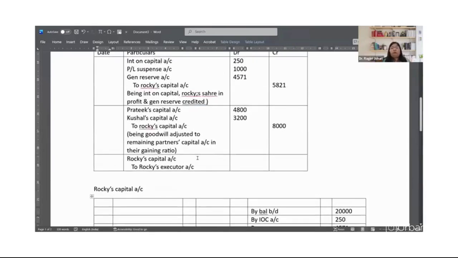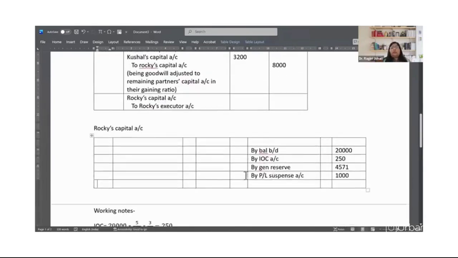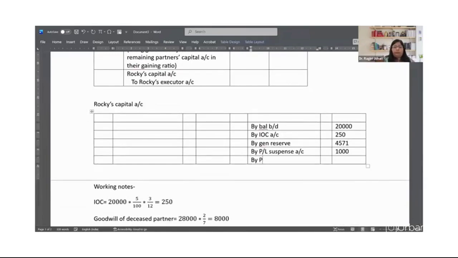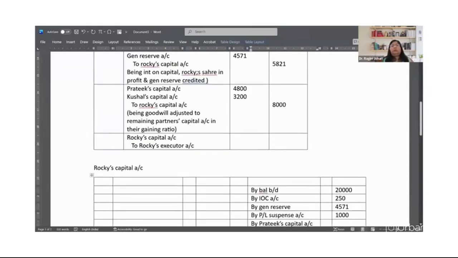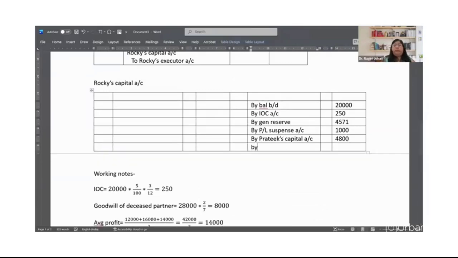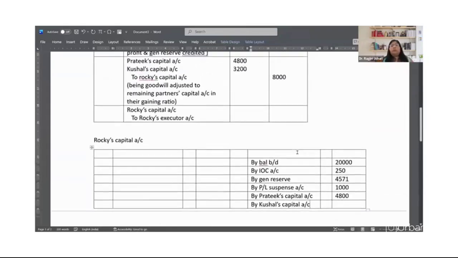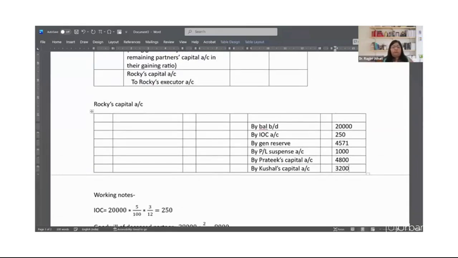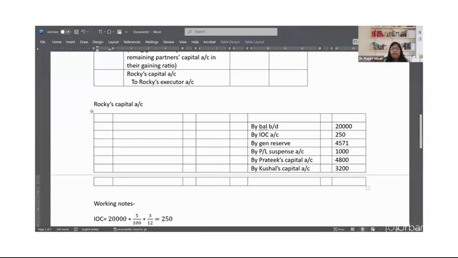Okay. And then talk about goodwill. By Pratik's capital account, 4,800. Then by Kushal's capital account, 3,200. Okay. I don't think we are left with anything else. And yes, we have done everything, right? Now we only need to add it up and balance the account.